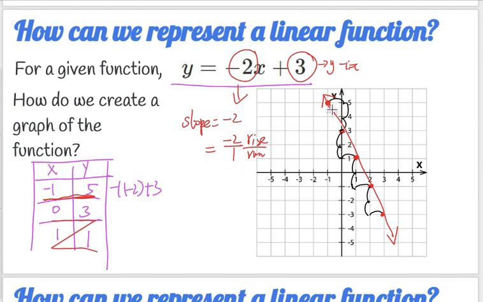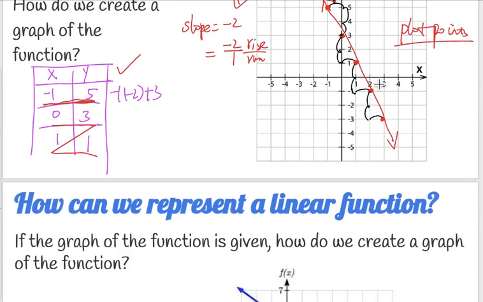Okay, we make sure we plot the points first. Oh, sorry for the handwriting. We plot the points here and then we connect them. But how do we plot the points? There are multiple ways to do that. You can either use a table or just use the slope and the intercept to figure it out.